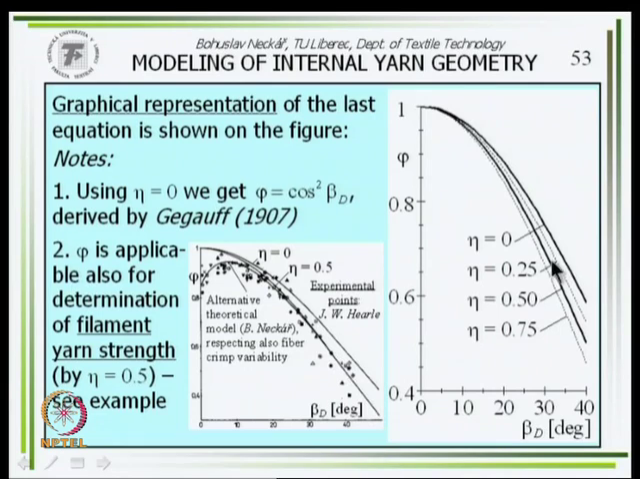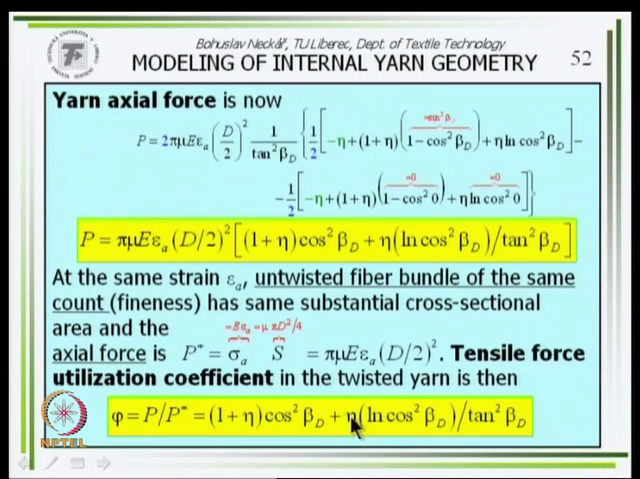If eta is equal to 0, so that is the traditional Gagov's idea, we obtain such a function. Yeah, the higher eta is, the smaller the function is. We get smaller and smaller values of phi, but the trend is the same. The theoretical curves are here, based on our equation, which is this here.